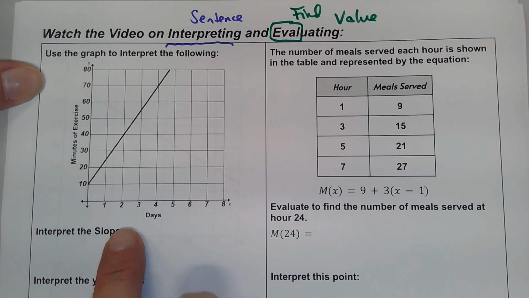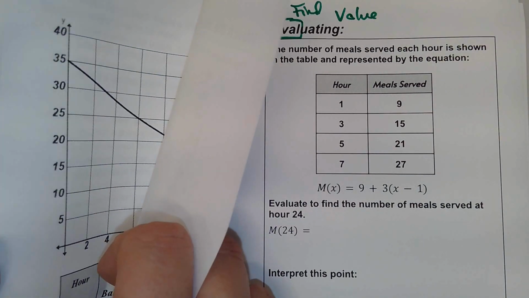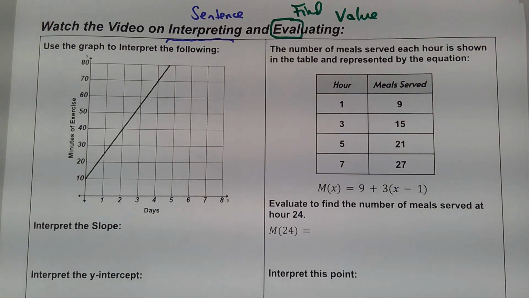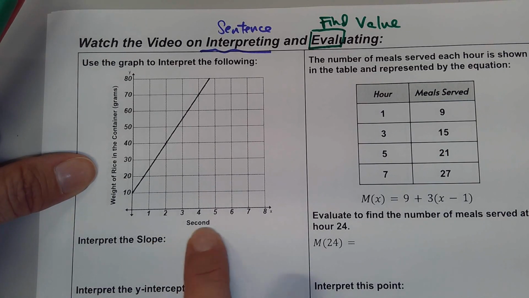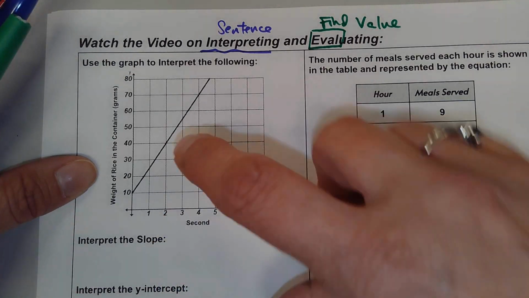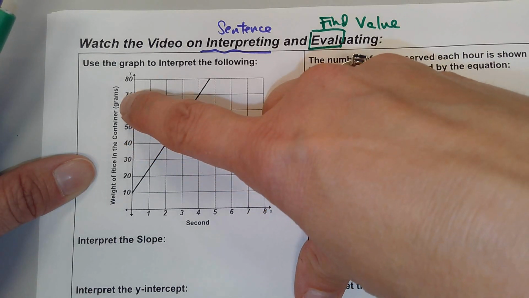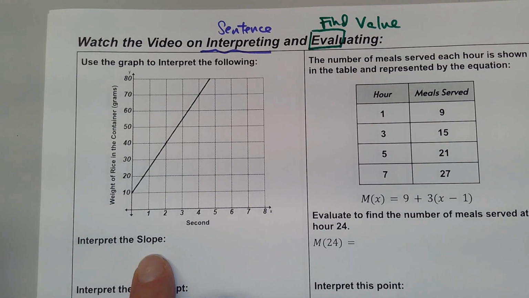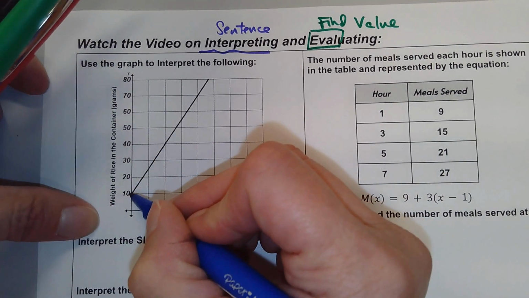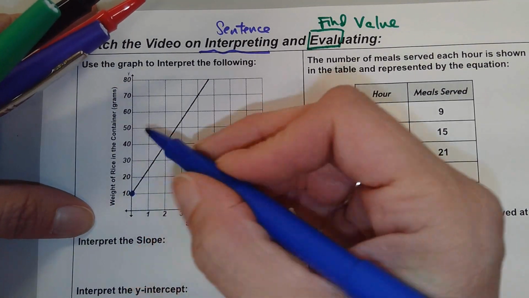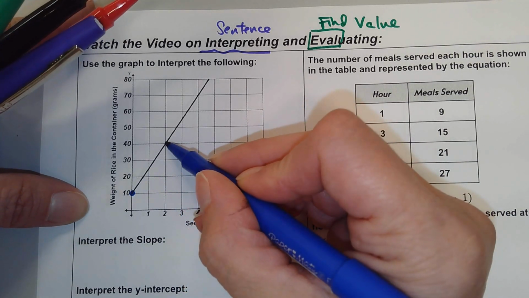This graph is talking about days. I'm sorry, you can see that this graph here has seconds on the x-axis and the weight of the rice in the container in grams. So in order to interpret the slope, I need to find the slope. So let's take a look at some nice points. That is not a good one. Oh, that's a good one.